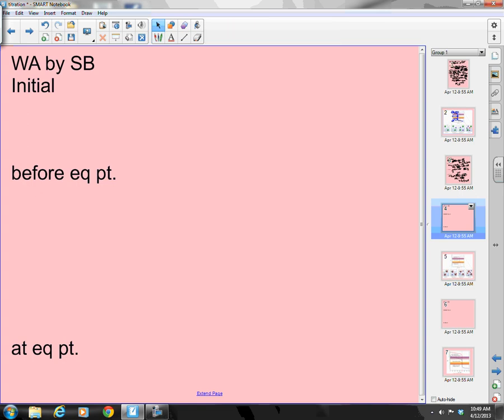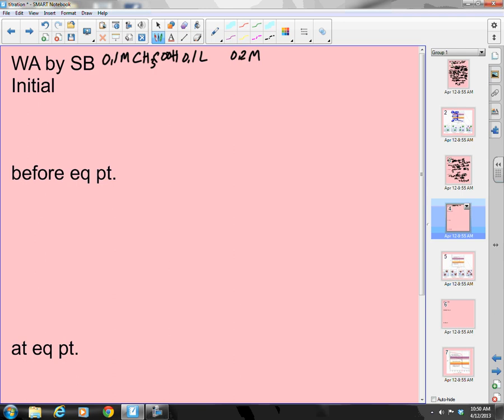Let's talk about a weak acid by a strong base. And let's say I have 0.1 molar acetic acid. Let me slow down a little and get this right. Let's say we have 100 milliliters, which is 0.1 liters. So I have 0.1 liter of 0.1 molar acetic acid, and to that, I'm going to titrate it with 0.2 molar NaOH.